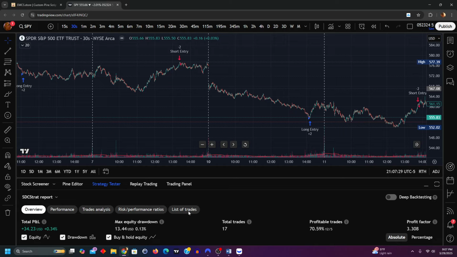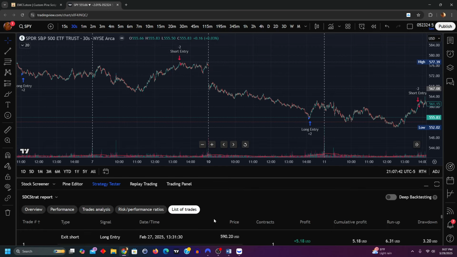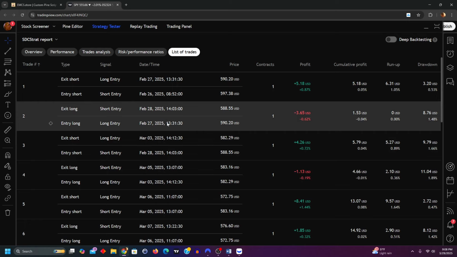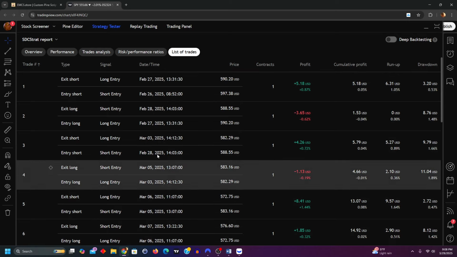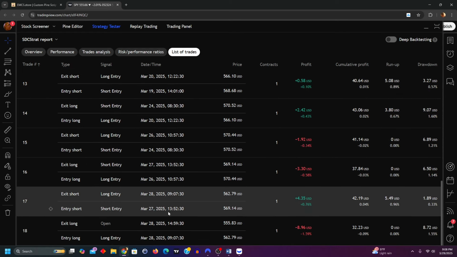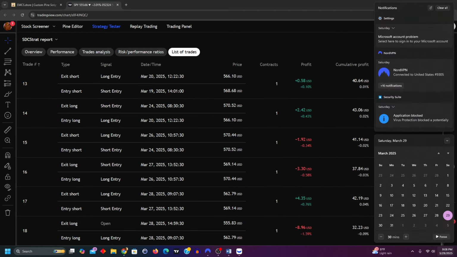And we can see how long these, or over what set of data these numbers were generated on. And we can see that by the list of trades. So if you look at the data set, this is going back only to February 27th. Today is March 29th, 2025.